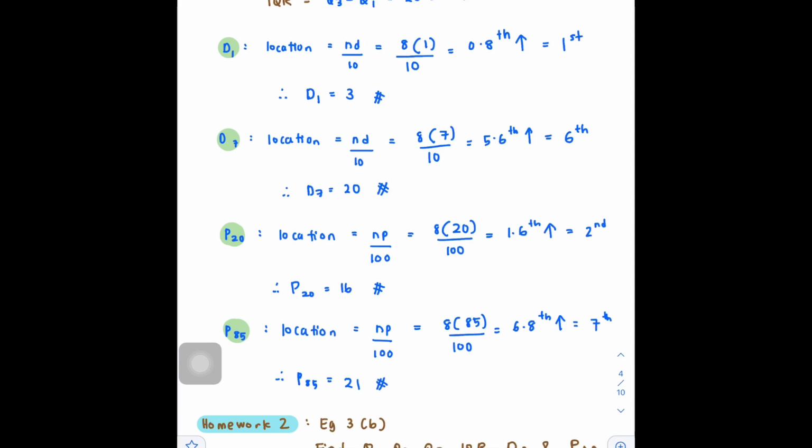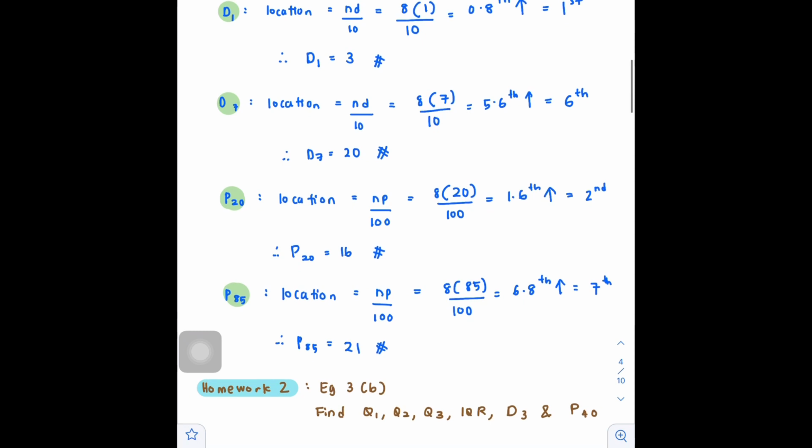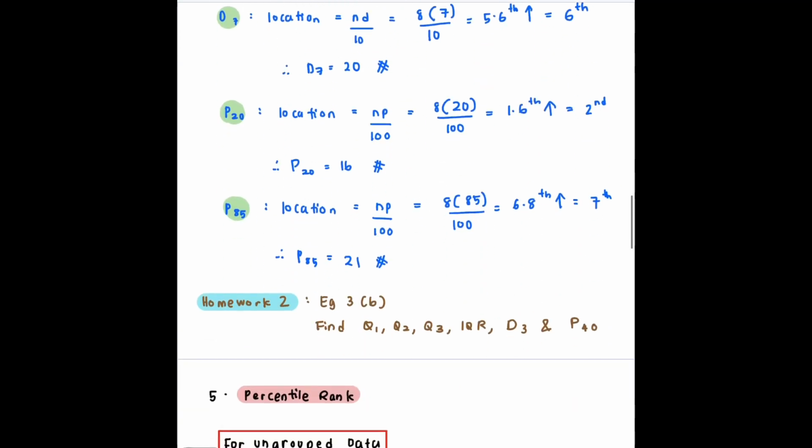Okay, that's how you find all the quartile value, decile, and also percentile. Okay, for the homework, try to find all these position, Q1, 2, 3, and IQR, decile 3, and also P40. Okay, for example number 3B. Using the same example, but you try the second part, which is the test score. Okay, so try to find all this answer.